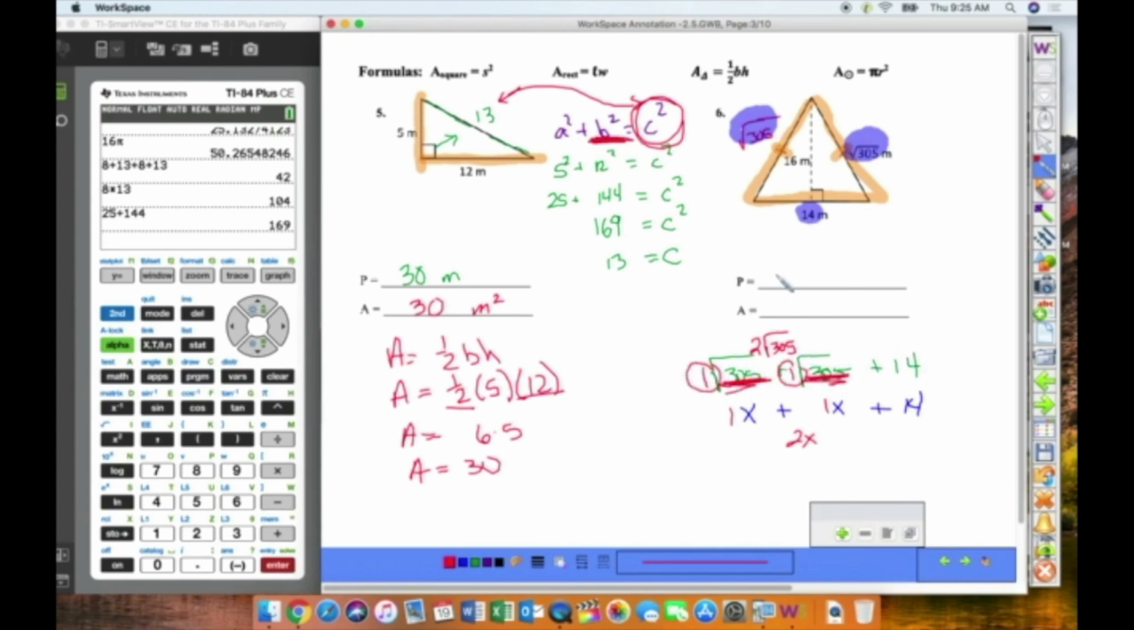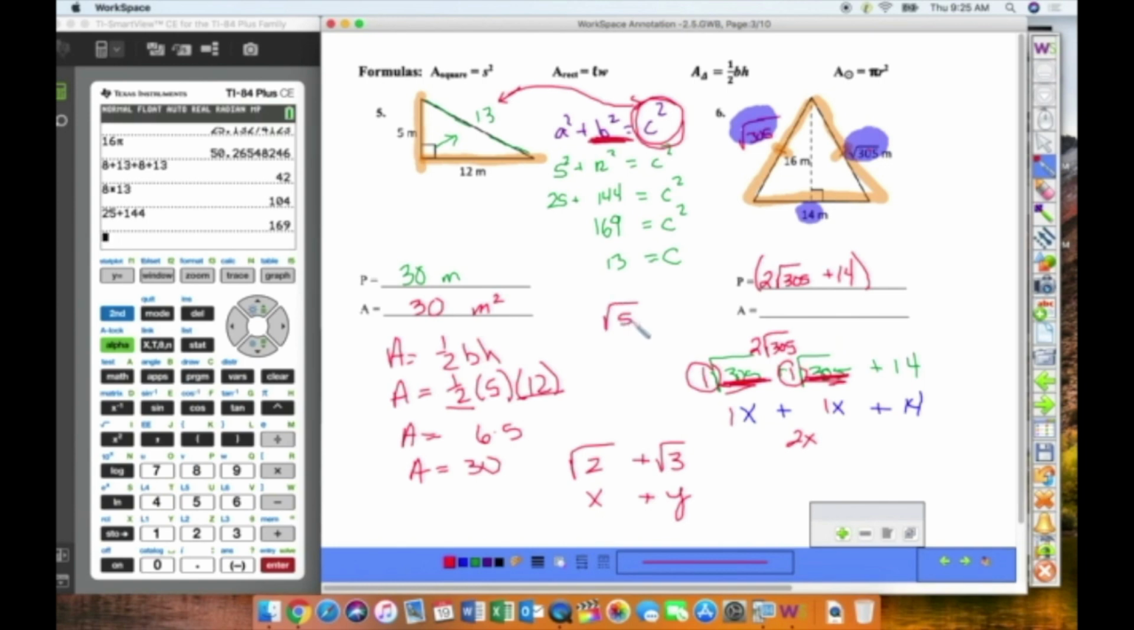So the perimeter of this guy exactly is 2 square roots of 305 plus 14. And I like to keep that in parentheses to realize, hey, there's an entire group right there. Now you can't add these together, like square root of 2 plus square root of 3. They're not like terms. That's like x plus y. You can't add those together. The only thing you can add together is the same radicals, like terms.